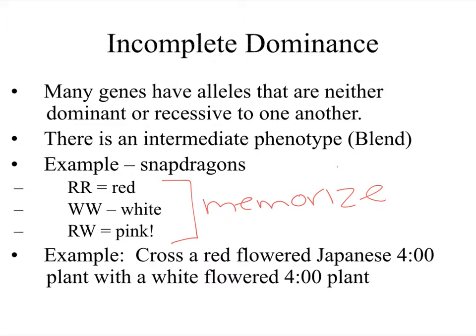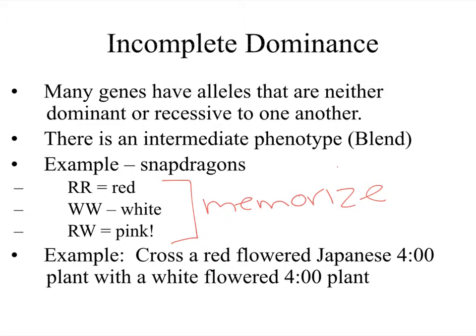For a Japanese 4 o'clock plant, these are plants that have red flowers. They can have white flowers. But if they get one of each gene, it will blend. Because red is not dominant over white, and white is not dominant over red. And so to be red, you would get a big R, big R. There are no little letters here. To be white, it would be big W, big W. And if you get one of each gene, which is a big R, big W, then that's how you get a pink flowered snapdragon.